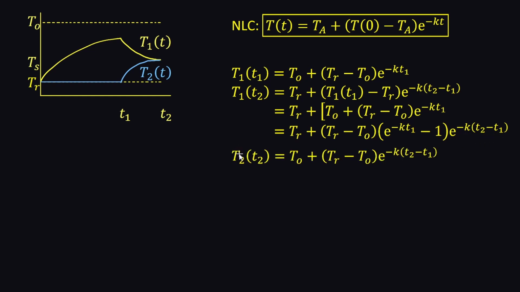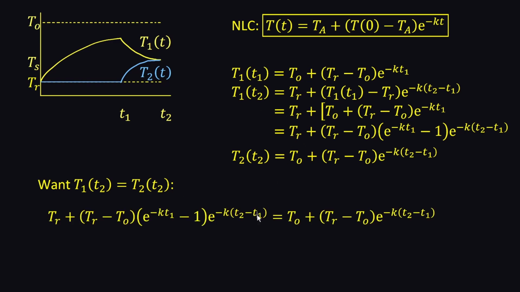And finally, we have the temperature T2 at time t2. It is equal to To plus Tr minus To times e to the minus k (t2 minus t1), because the second pie is in the oven in this time period, which lasted for a duration of t2 minus t1. We want the two temperatures at time t2 to be equal, and this gives us an equation.